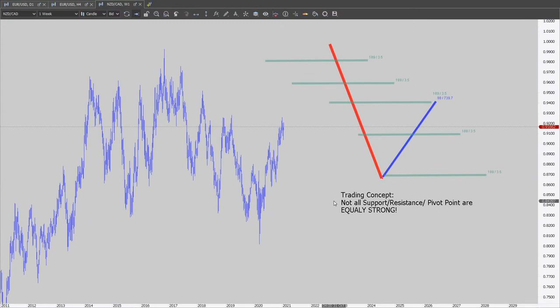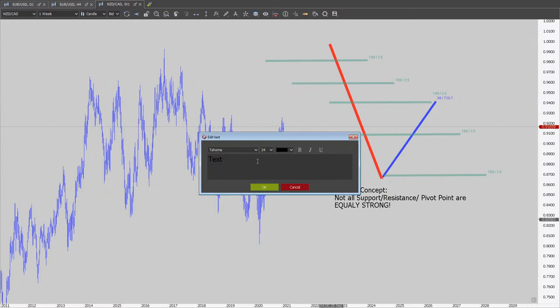Okay, everybody, trading concept: not all support, resistance, and pivot points are equally strong. Why not? What's the logic behind this? Because the extension is bigger and longer than the retracement.